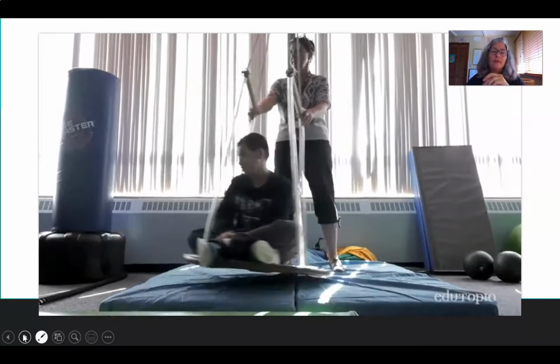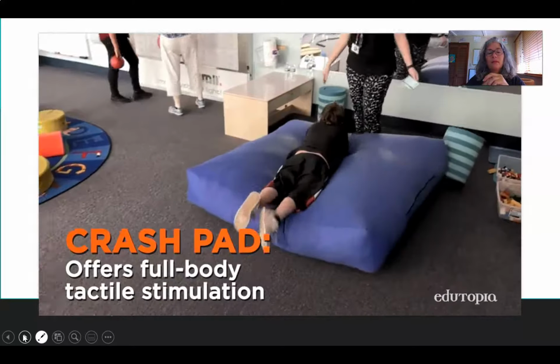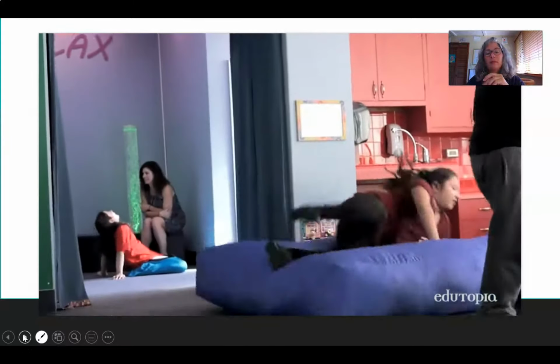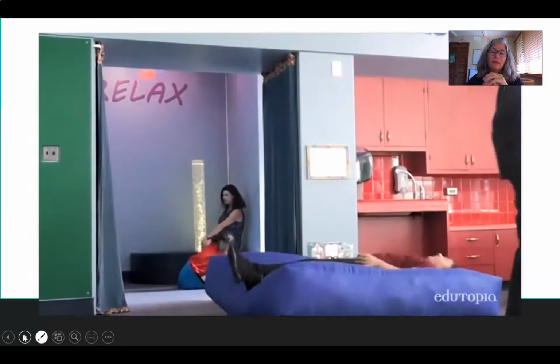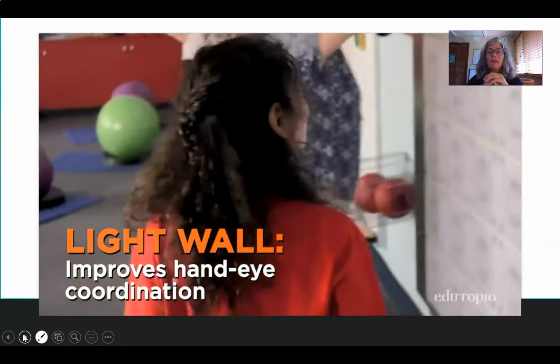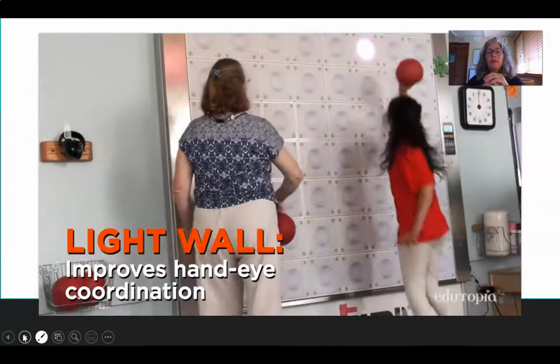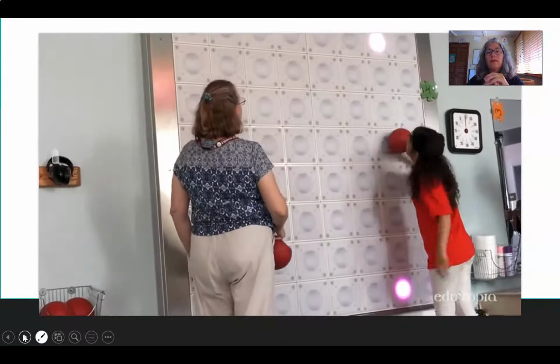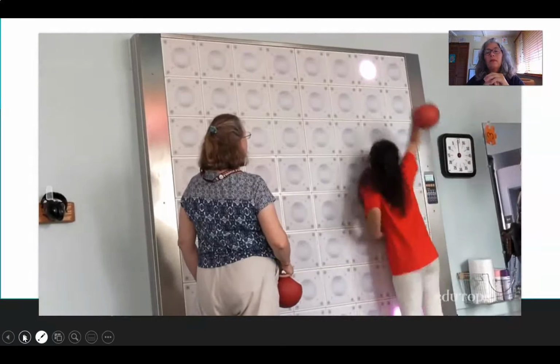Another area in the room is the crash pad. You will see students that have sensory issues bump into walls, bang their head. So what we've created is a safe space to crash into. And then there's the light wall. You could use your hands, you could use your feet. There's different games that are programmed on there. And really what you're doing is hitting something and getting all that input back into your joints.